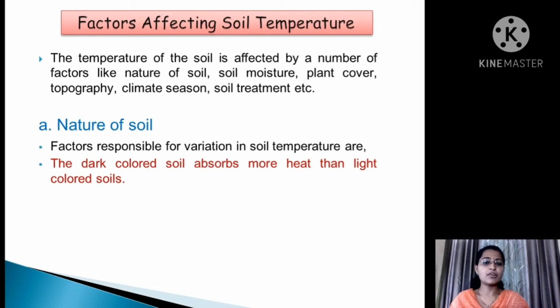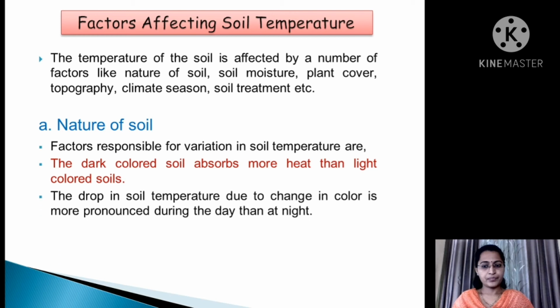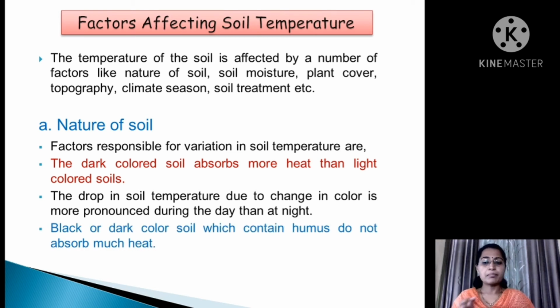Factors responsible for variation in soil temperature are: the dark colored soil absorbs more heat than light colored soil, and the drop in soil temperature due to change in color is more pronounced during the day than at night, and black or dark colored soil which contains humus does not absorb much heat. That means organic matter is an important factor for soil.